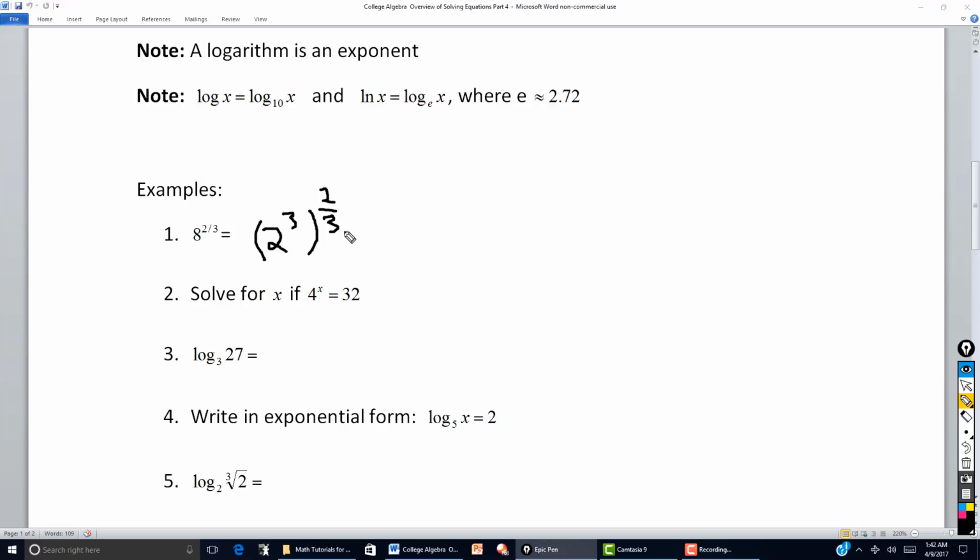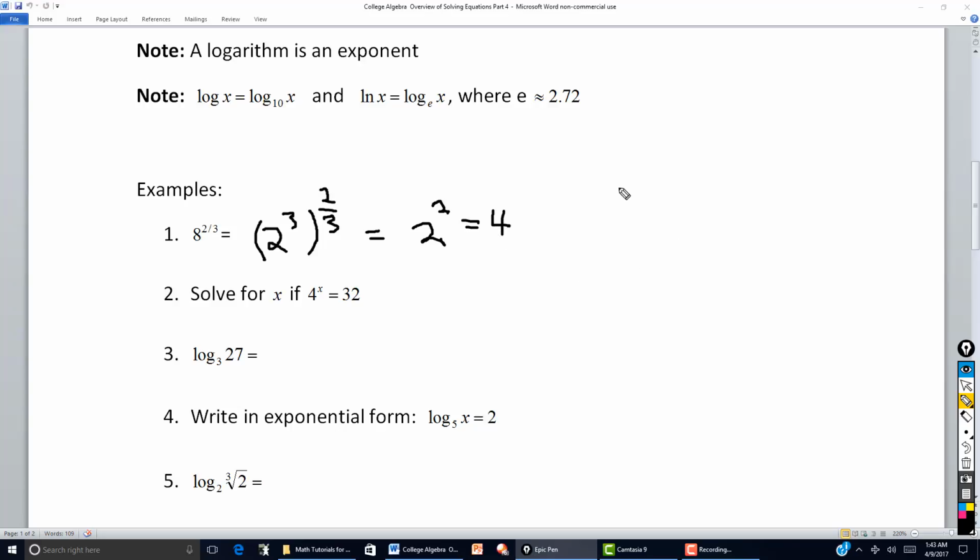And then again, your basic laws of exponents, those I expect you to know, or you should know. Power to a power here, you multiply the exponents. So 3 times 2/3, the 3's cancel out, you get 2 to the second. Okay, so that's going to give you 4.